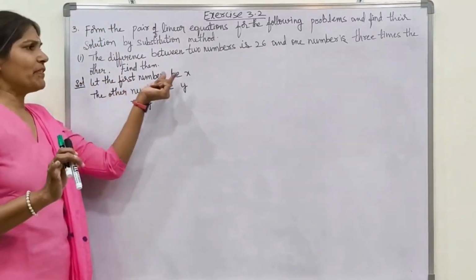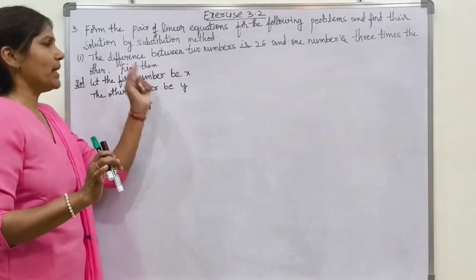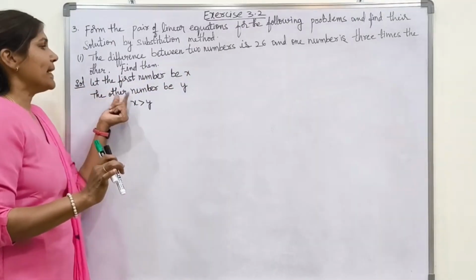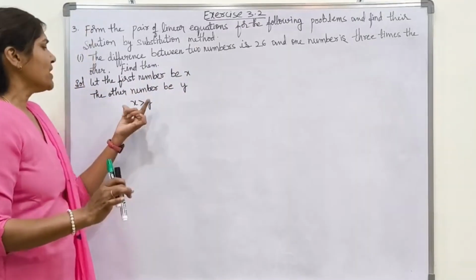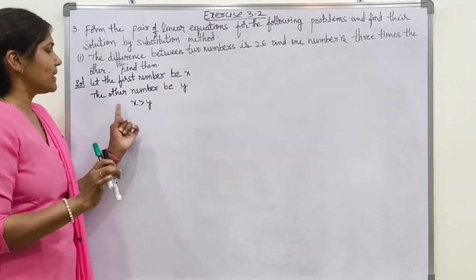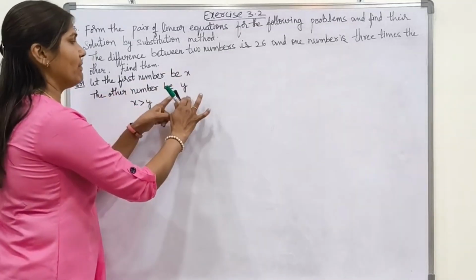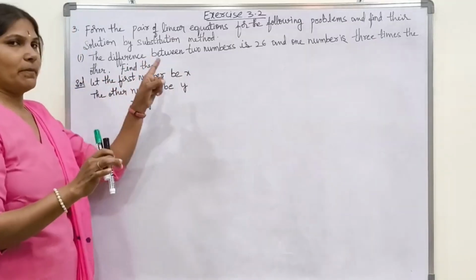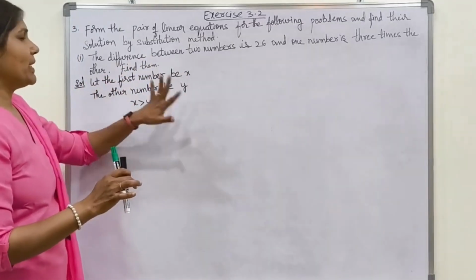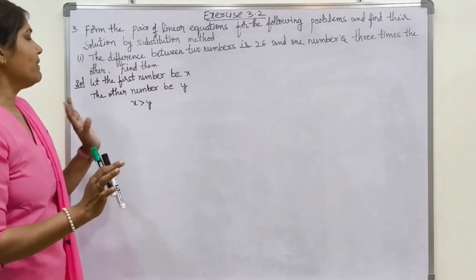See here, one number we will take as x. Let the first number be x, and the second number be y. Now I am taking x as the big number and y as the small number. Let the first number be x and the other number be y. So x is greater than y.